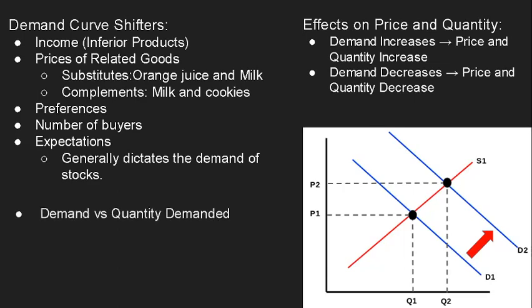Let's understand what demand is versus the quantity demanded. When we say demand, we are referring to the entire demand curve. But when we say quantity demanded, we're talking about the specific quantity at a point on the demand curve. For example, the quantity demanded for D1 would be Q1.